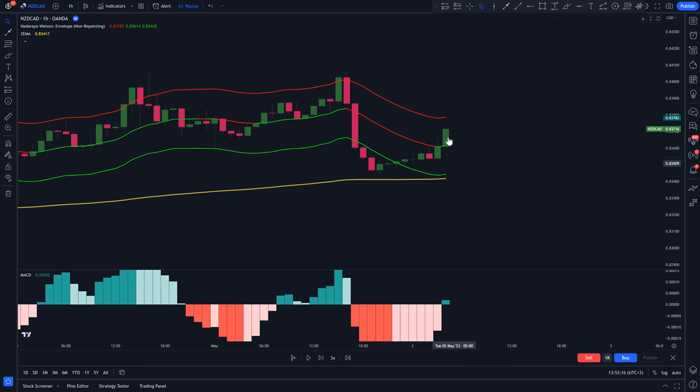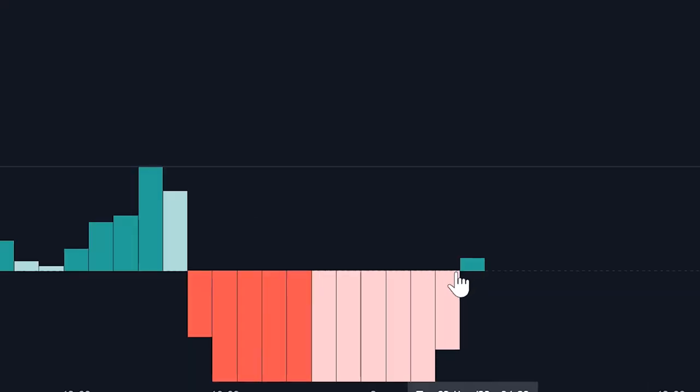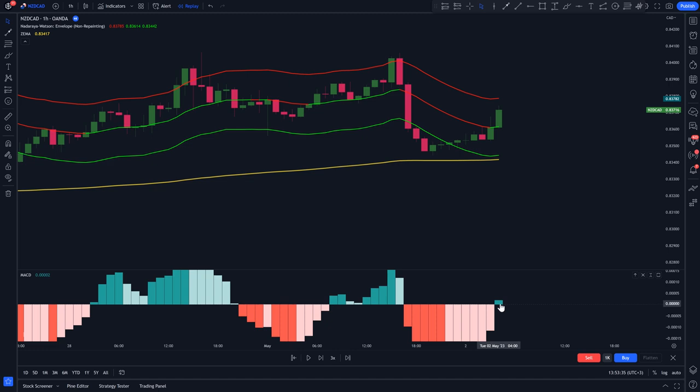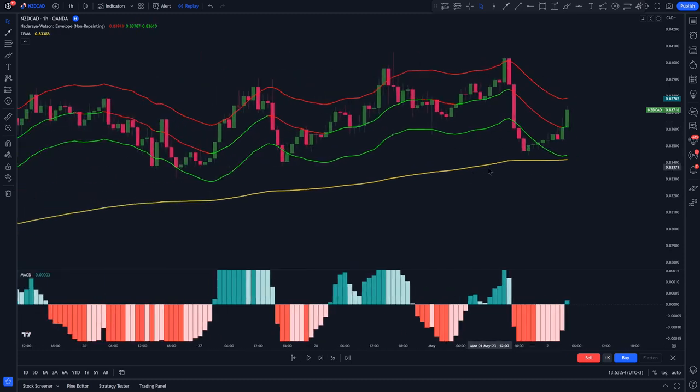Next, on this entry candle, we want to make sure that the histogram of the MACD indicator is colored green. This indicates the presence of enough bullish momentum in the market to push the price all the way to take profit. Lastly, to avoid trading in a consolidating market, we want to make sure that these price candles never touch the Zero Lag EMA for the last 5 days.